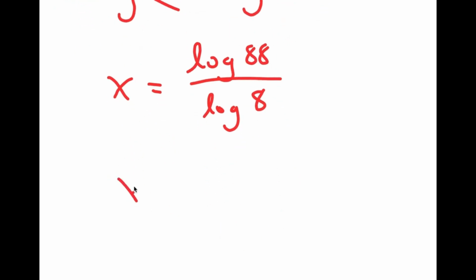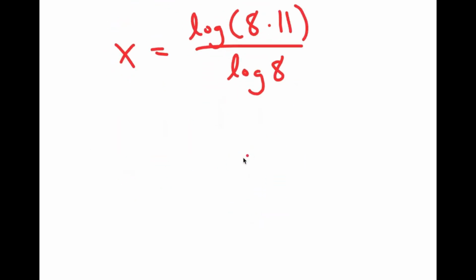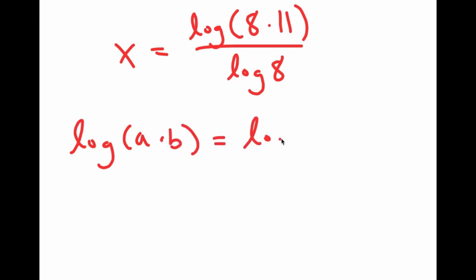Now log 88, I can rewrite this as log of 8 times 11. So I have log of 8 times 11 over log 8. And now another property of logarithms is that if I have something in the form log of a times b, this is equal to log a plus log b.